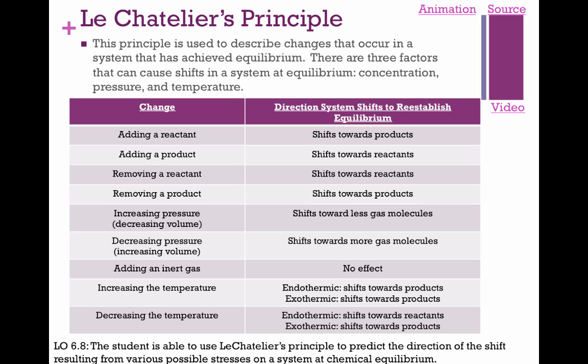And remember, just look at your balanced equation as you go through and look at how the change affects it. Because if you are adding a reactant or a product, that's always going to shift in a way that undoes the change. So if you add a reactant, you now have too many reactants and you're going to shift to make more products. If you add a product, you now have too many products, and so you're going to shift to make more reactants.